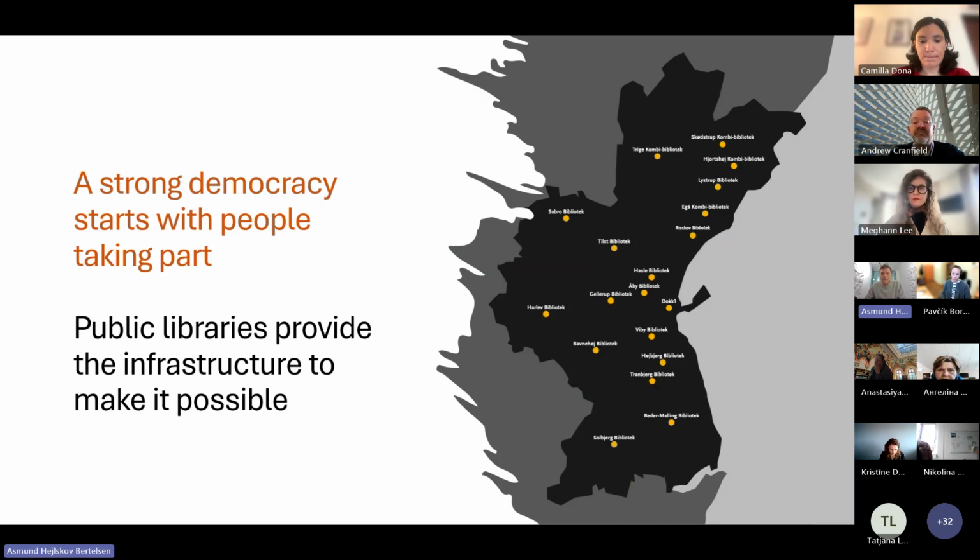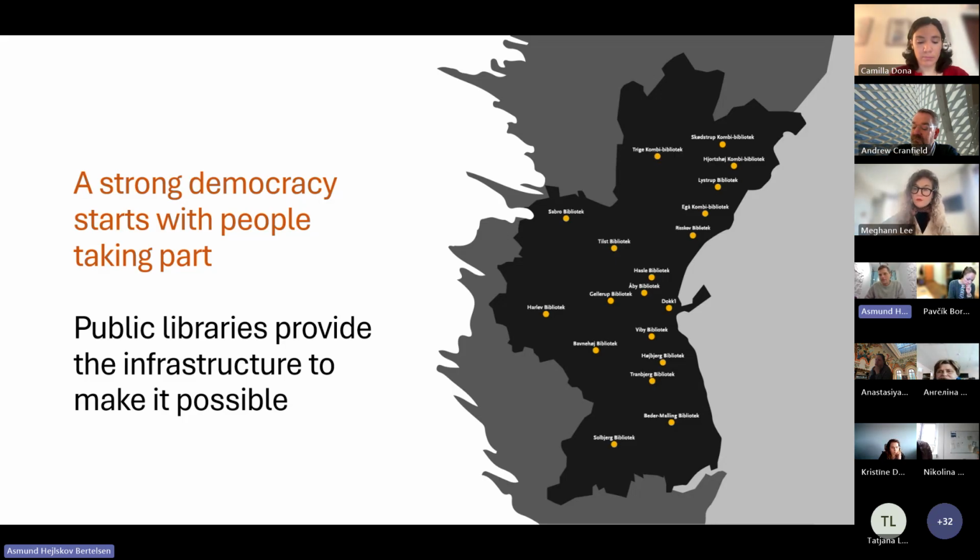Our starting point is that a strong democracy starts with people taking part. We believe that democracy is much more than just a form of government. Democracy is also everything that goes on between citizens and in civic life. We believe that is what helps keep democracy alive and strong. So if we want a strong democracy, we have to make sure that we all take as much part in democracy as possible. But we also know that it's not easy, so we have to do something. And we believe that the libraries can provide the infrastructure to make it possible.